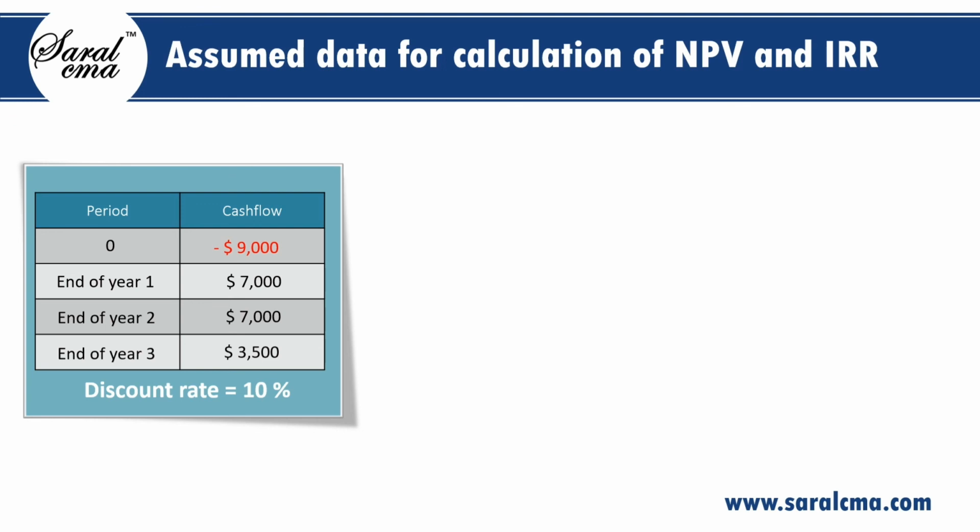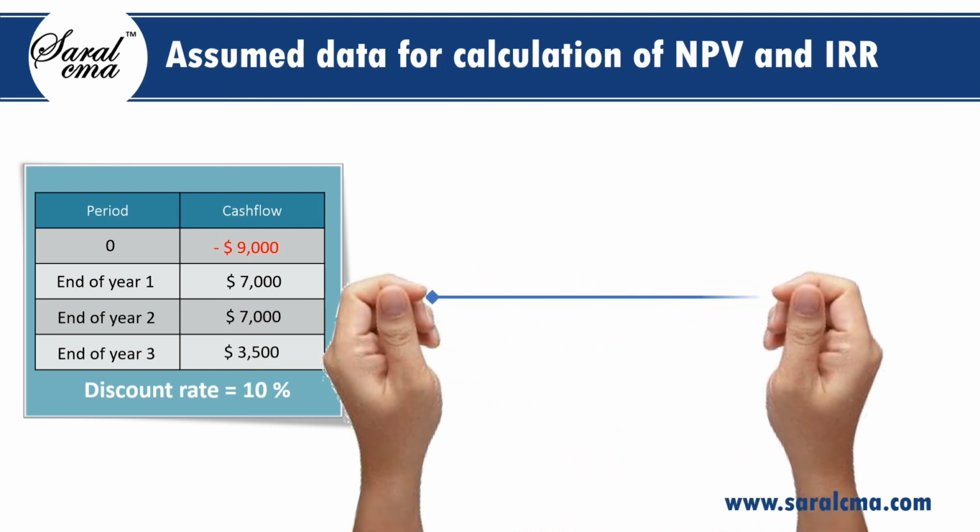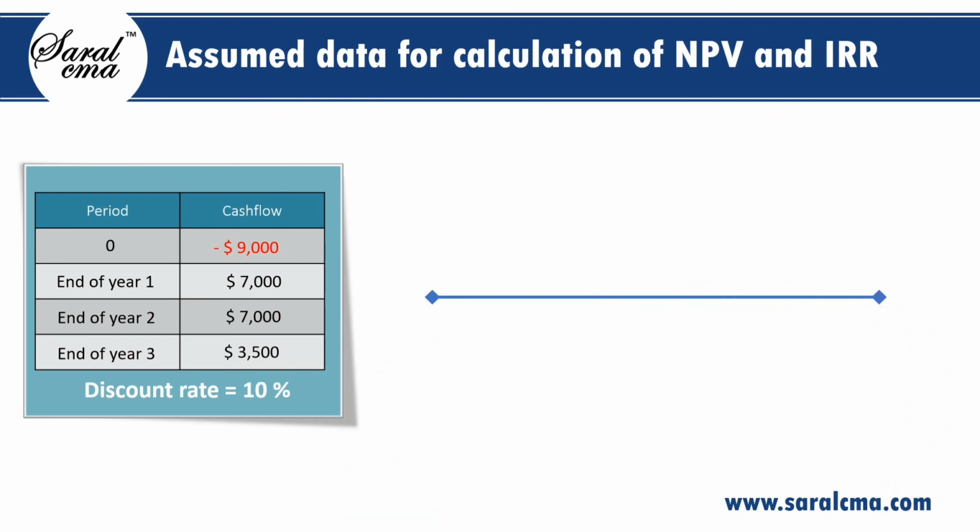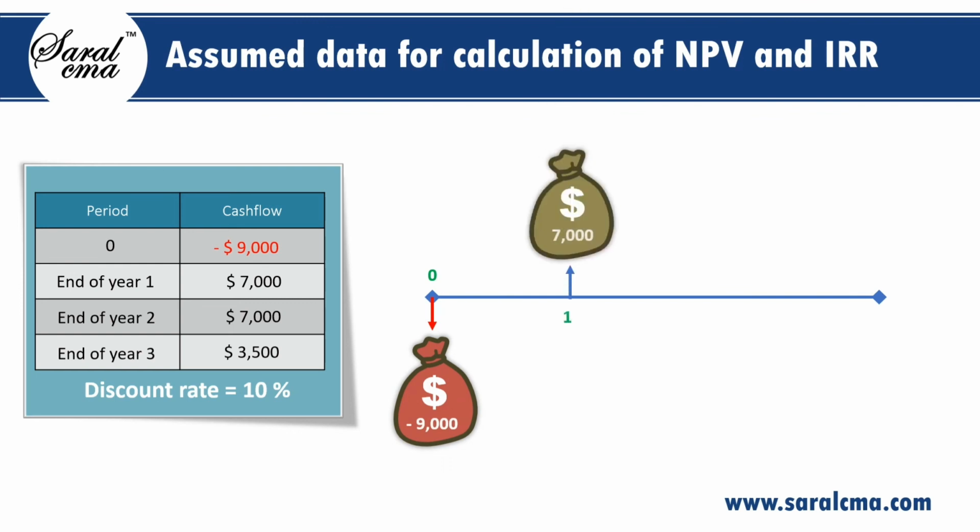We can present this data diagrammatically. Let this be the timeline of 3 years. To start with, we have a cash outflow. It is followed by 3 cash inflows.